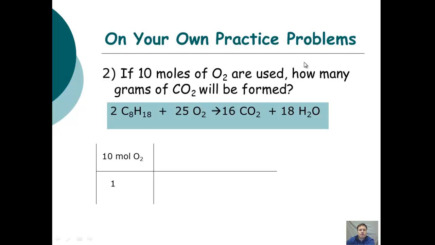Well, I know my ratio is that for every 25 moles of oxygen, there are 16 moles of carbon dioxide. What I want to get rid of goes on the bottom. What I want to keep goes on top. So 16 moles of CO2 over 25 moles of O2. Now I just need to convert to grams of CO2.